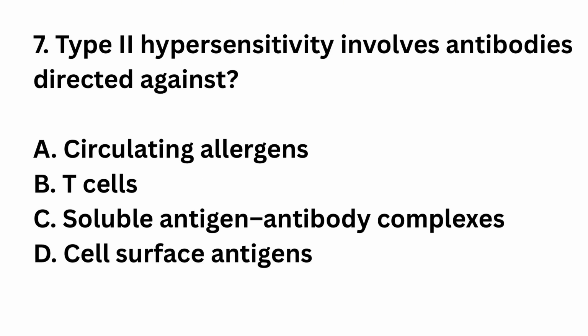Question number 7. Type 2 hypersensitivity involves antibodies directed against circulating allergens, T cells, soluble antigen-antibody complexes, cell surface antigens. The right answer is option D, cell surface antigens. Antibodies bind to cell membrane and cause cell damage. This reaction leads to complement activation or cytotoxicity.